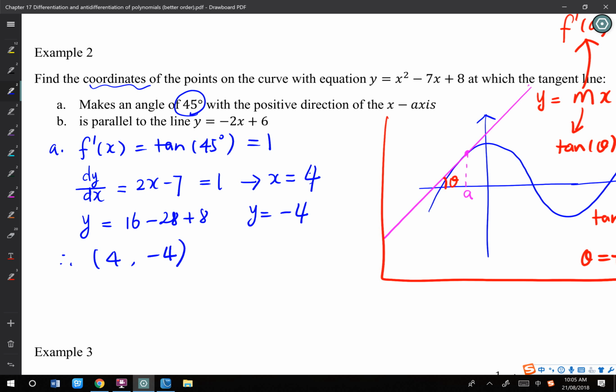So at the point (4, -4), you will have a tangent line making an angle of 45 degrees with the positive x-axis. What you want to find is what x value gives a derivative equal to 1. At x equals 4, the derivative equals 1. Then I substitute 4 into the function to find the y value. That's the coordinates.